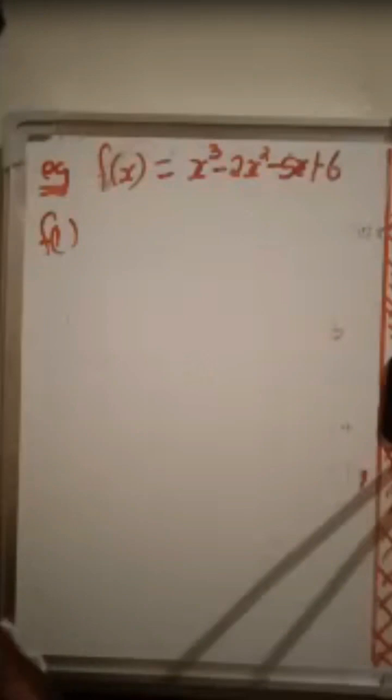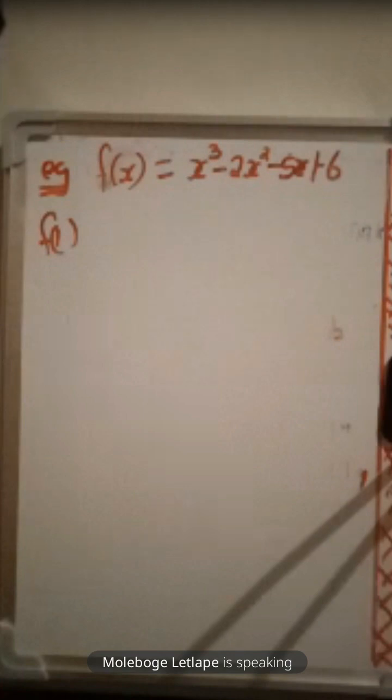So where there's x, we're going to substitute by what? By 1. So it means 1 cubed minus 2 times 1 squared minus 5 in brackets, you substitute by 1, plus 6. What do you get? Do you have your calculators at the end, guys? I got 0. You got 0.